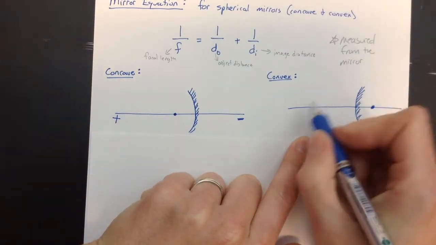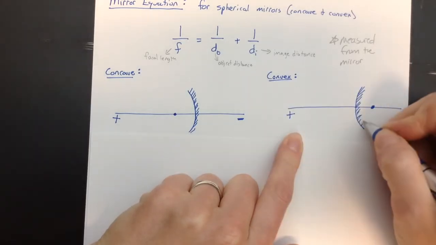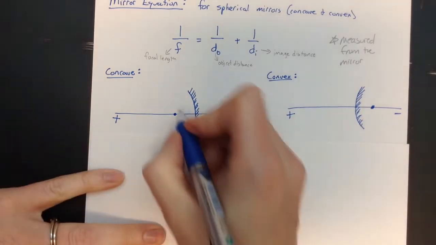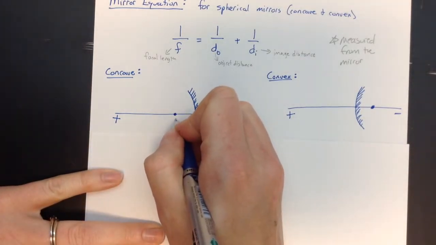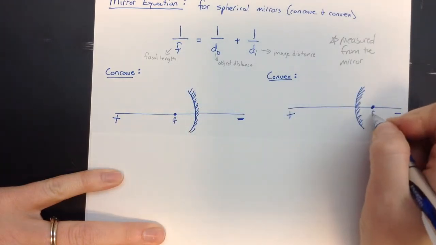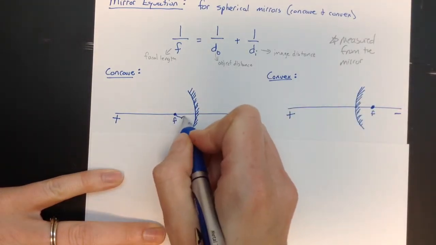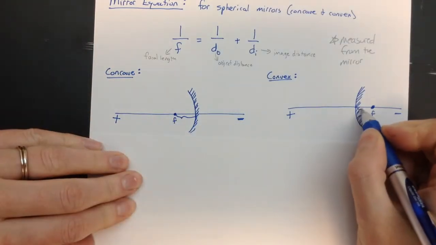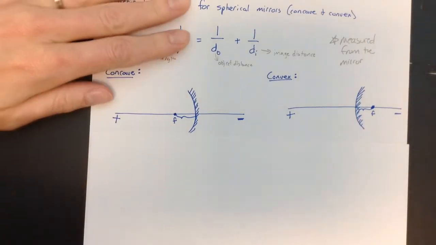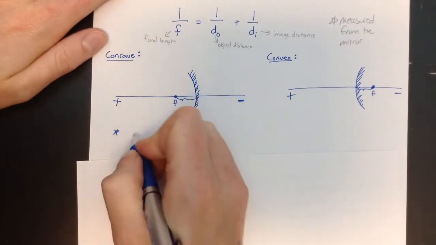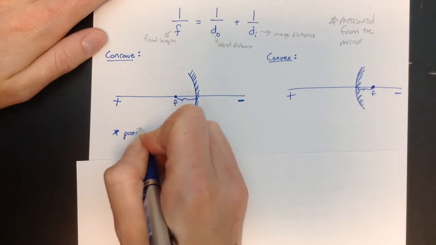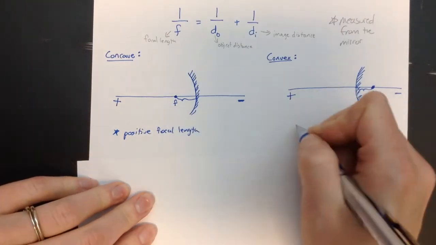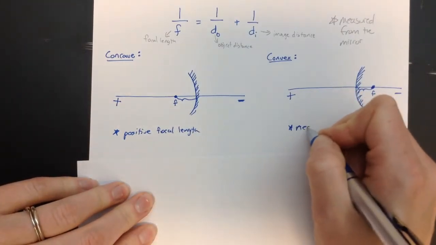On the convex, it's the same idea. Light can be over here, so that's positive. Light can't be over here, so that's negative. Okay, that's the way the light's going to go. Now remember, we talked about how there's a focal point, and that's where all the light rays converge. That's right here. The distance right there, notice on the concave the focal length is positive, and on the convex the focal length is negative. So that's something you want to note. Concave mirrors have a positive focal length, and convex mirrors have a negative focal length.